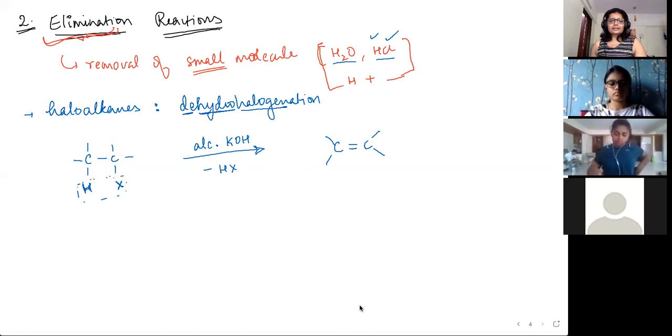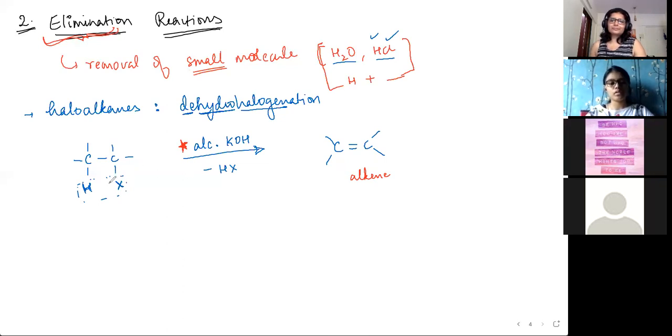This is important to note. If you do it in the presence of alcoholic KOH, you get an alkene. If you use aqueous KOH, it will be rich in OH minus, so you're going to do substitution reactions and you'll end up getting an alcohol. So that's one thing you need to be careful about: what reagent is being used here?